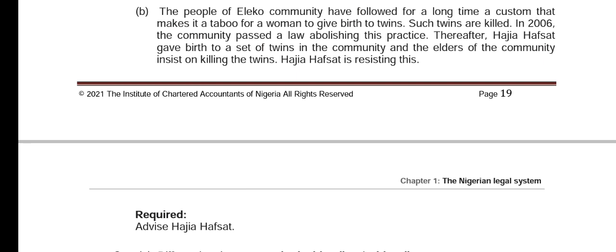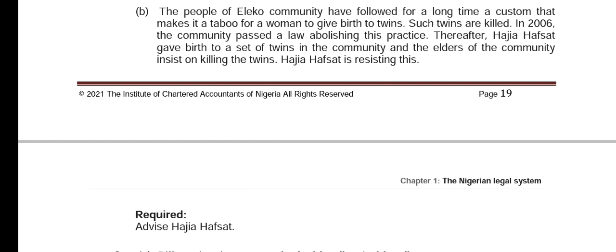Now, under this matter, you find out that it's a customary case here, and under this customary case, we should know that since we were made to understand that there was a custom long ago to kill twins, but that custom was abolished. Like, there was a law now in place abolishing that custom. But then after the law has been in place, Ijaf Fisat gave birth to twins, and the elders of the community are insisting on killing the twins. What should Ijaf Fisat do?